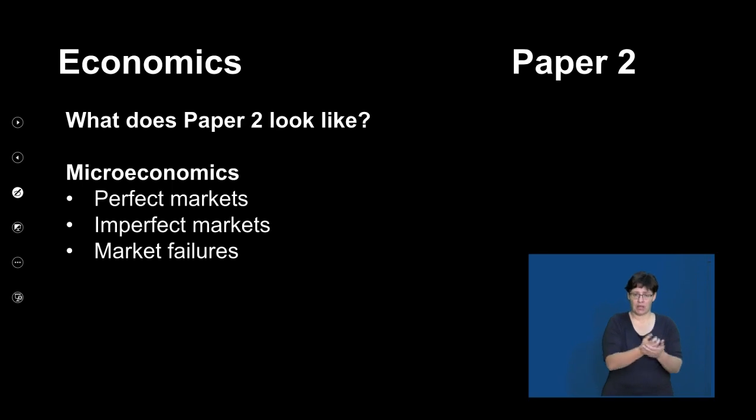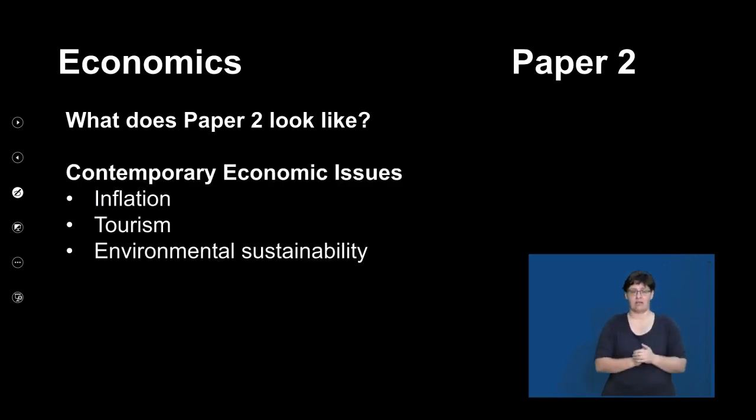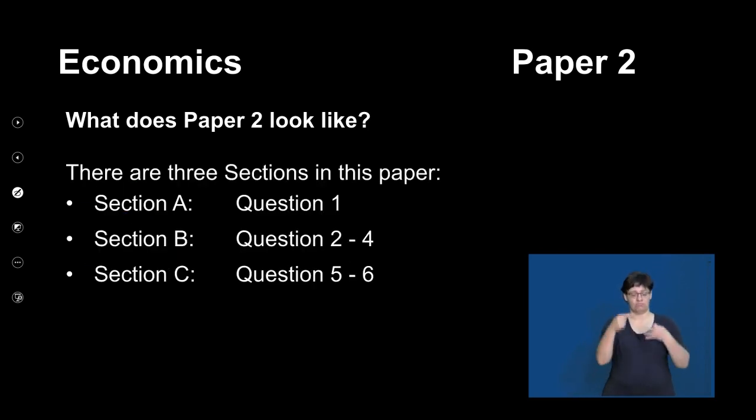Microeconomics has the following topics: we have our perfect markets, we have our imperfect markets, then we've got market failures. And then in our contemporary economic issues, we tackle inflation, we look at tourism, and then we also look at environmental sustainability. So these are the topics that you can expect in your Paper 2.